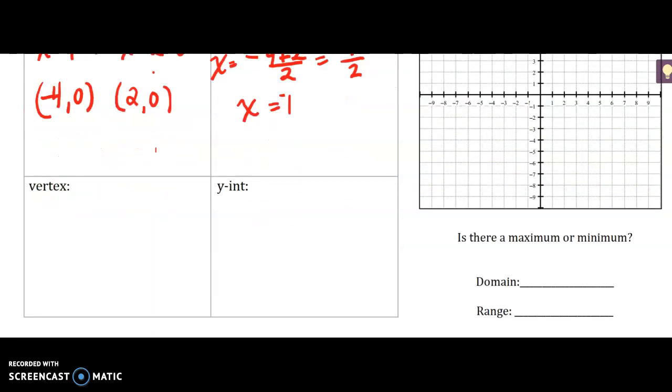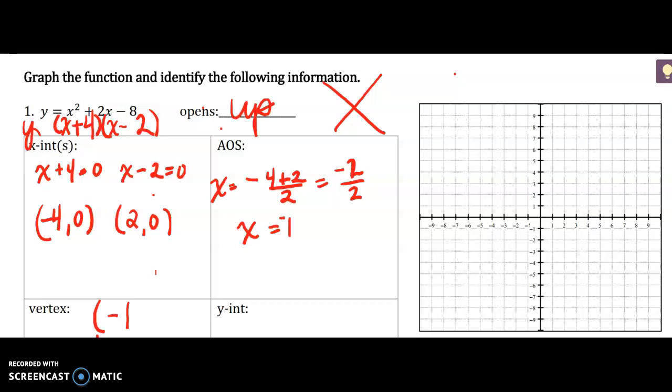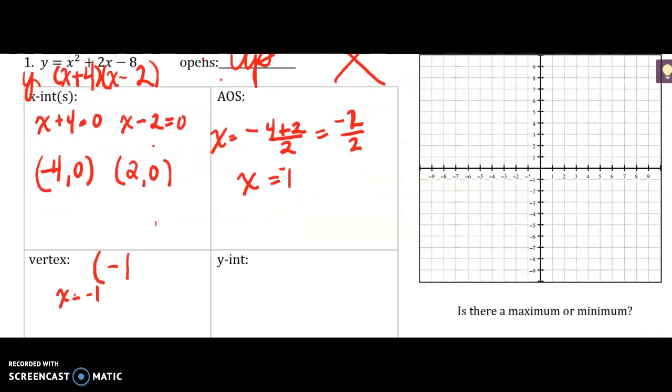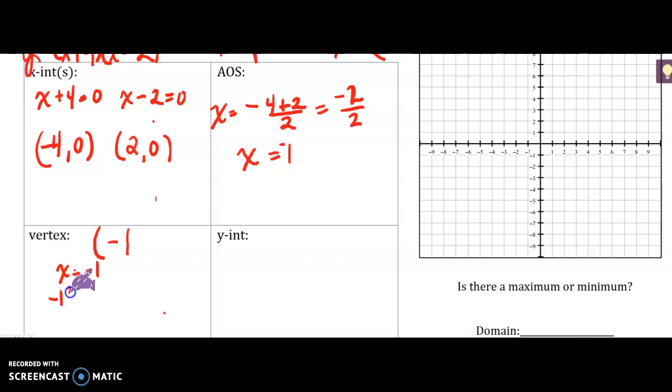And let's take a look at our vertex. Remember, our vertex is always going to have the x value from the axis of symmetry. So really we're saying when x equals negative 1, what is y? The only difference today is that instead of putting that in place of the factored form, you can just plug it right into that original function. So we're going to say negative 1 squared plus 2 times negative 1 minus 8. Negative 1 here is in parentheses.